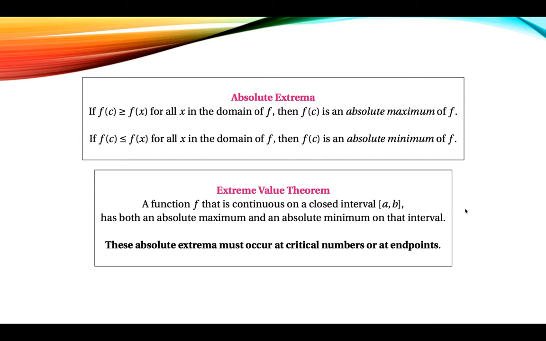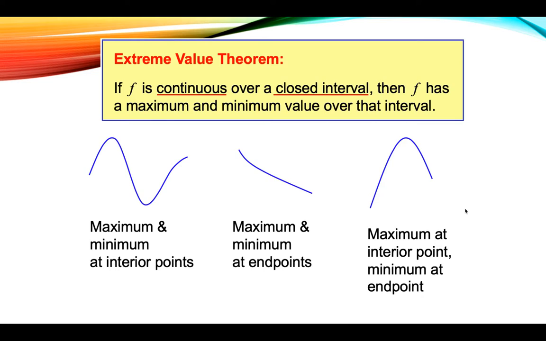So let's look at the extreme value theorem. A function f that is continuous on a closed interval from a to b has both an absolute maximum and an absolute minimum on that interval, and they must occur at the critical numbers we talked about before or at the endpoints. If f is continuous over a closed interval, then f has a maximum and minimum value over that interval.